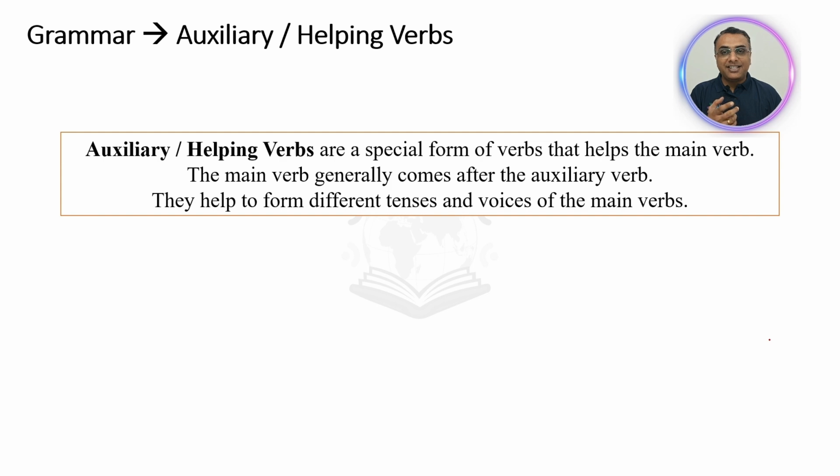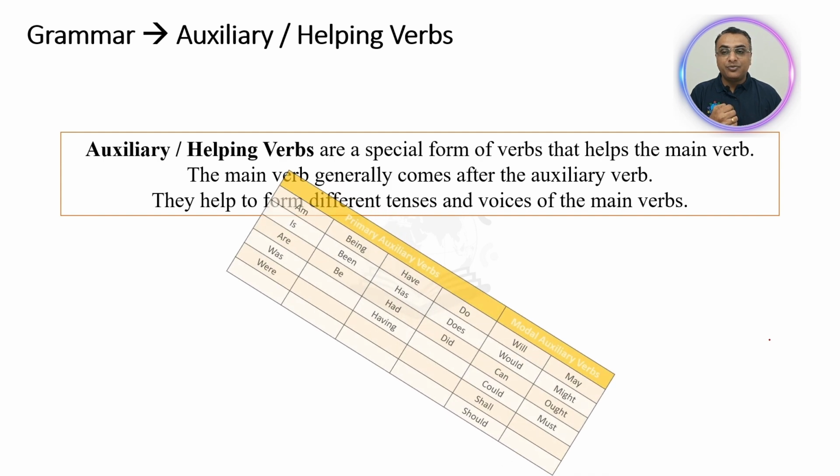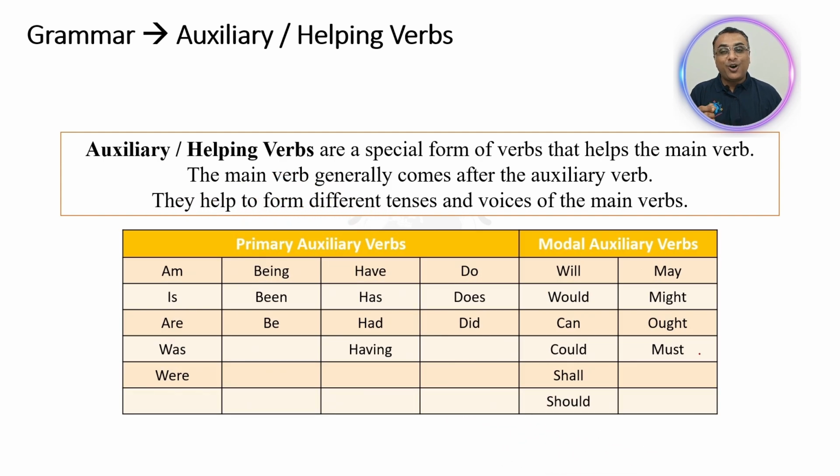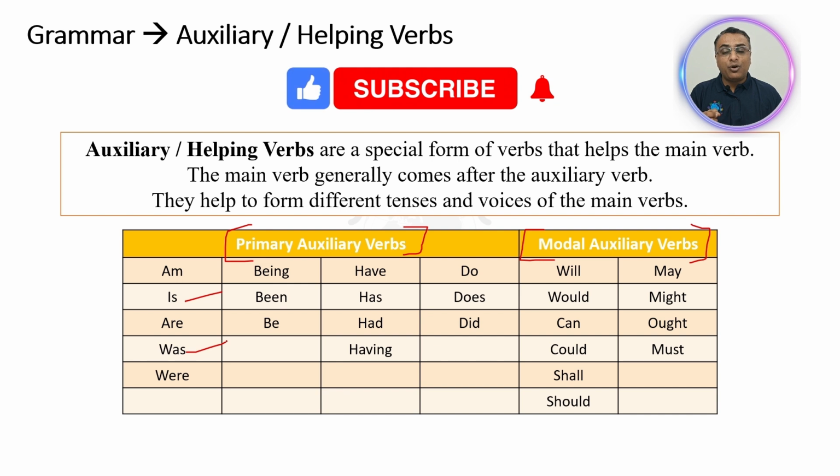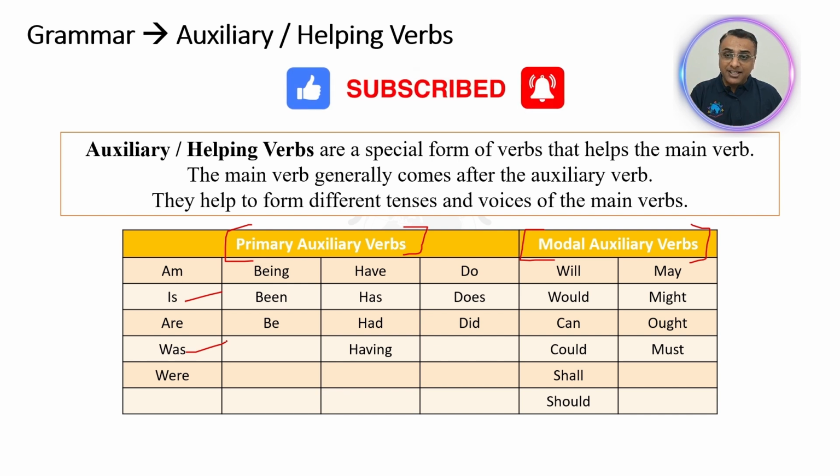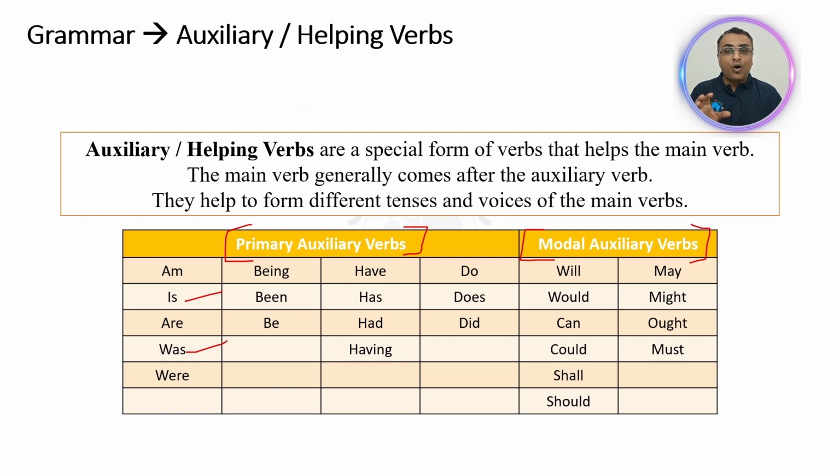Let's look at some examples to understand auxiliary verbs. So, before that, auxiliary verbs are divided into primary auxiliary verbs and modal auxiliary verbs. These are the list of auxiliary verbs. Now, if I take some examples, he is playing football. He was playing football. He is playing football is in the present tense. He was playing football is in the past tense. So this is how auxiliary verbs will communicate the tense of the sentence itself.